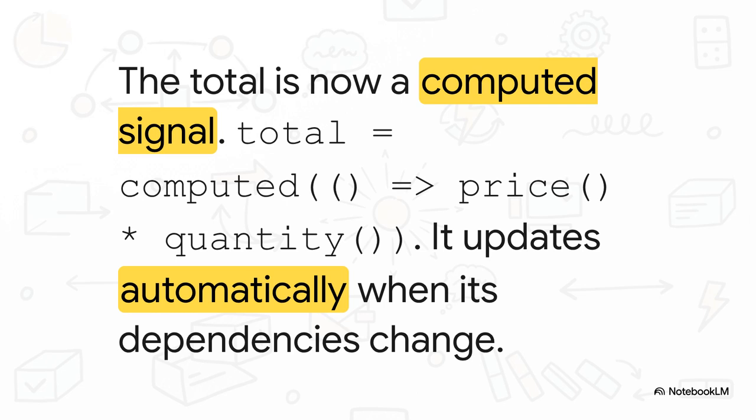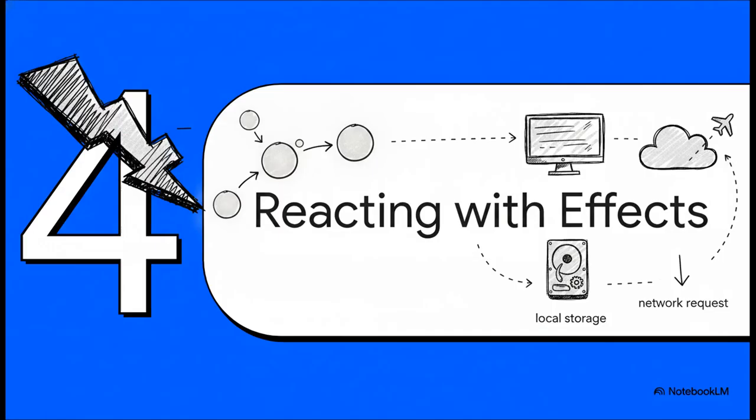Our total is now a computed signal. Its value is defined by one simple expression: the price signal's value times the quantity signal's value. That's it. Now, whenever price or quantity changes, total updates automatically. No more manual work. Okay, so signals are amazing for calculating values that you show in your UI.